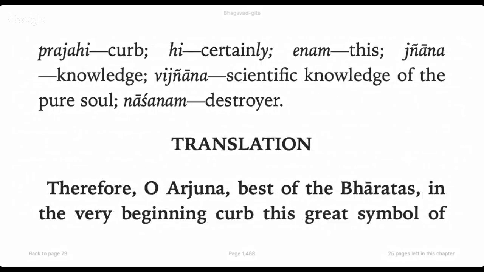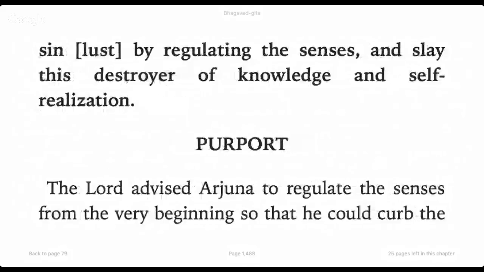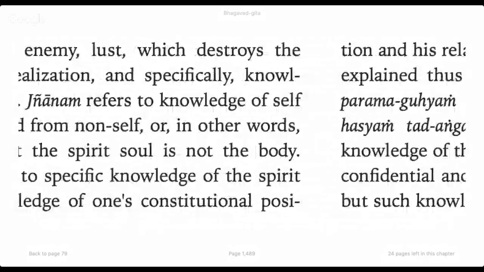Therefore, Arjuna, best of the Bharatas, in the very beginning curb this great symbol of sin, lust, by regulating the senses. But you have to start at the senses. You cannot directly control the mind. Now, once you're contaminated, you have to keep out of mind, out of sight. You have to keep the sense object away from the senses. That's what they do for any drug addict. Keep the drugs away from the senses. Keep the liquor away. Then gradually senses are purified. Then the mind is purified. Then intelligence comes back. So he says, you do this.